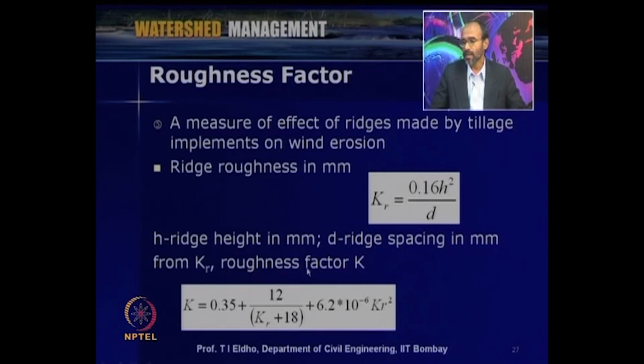Then Kr we can calculate first, and using this we can find out the roughness factor K. So, K is equal to 0.35 plus 12 by Kr plus 18 plus 6.2 into 10 to the power minus 6 into Kr square. So, first we can calculate Kr, from which we can find the roughness factor K.